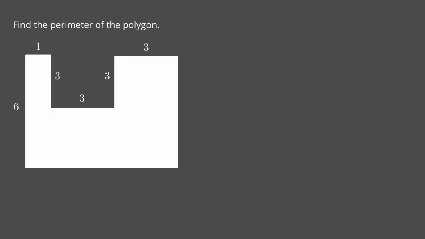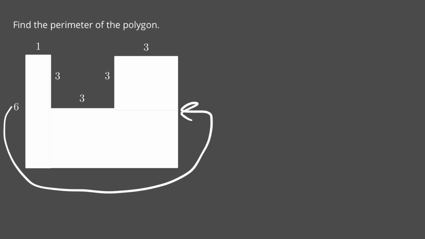For our final example, we have a new challenge. We have another polygon, but it seems like some of the sides are missing measurements. So the first step for a problem like this is to find our missing sides. You will notice that this side and this side are the same length. So we can say that the right side of the shape is 6 units long.